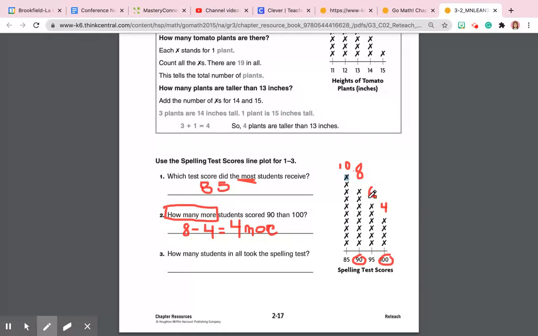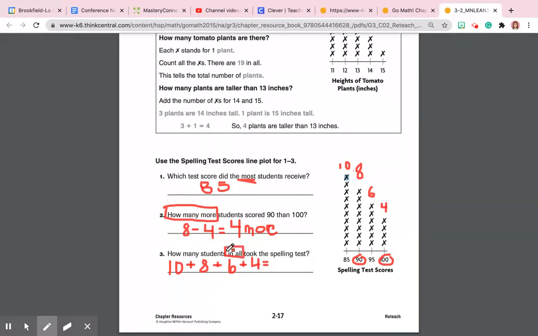Now, if this is too many numbers for you to add, you can count together how many students. So you're going to count all the X's. If you don't feel like counting all the X's, you can now add these numbers together. So we are going to add 10 plus 8 plus 6 plus 4. And that will tell us how many students in all, because in all means that we're adding.